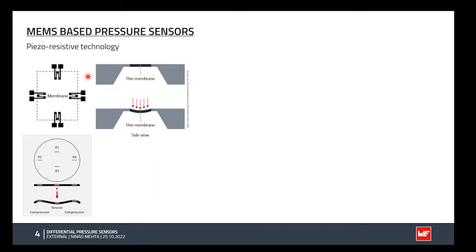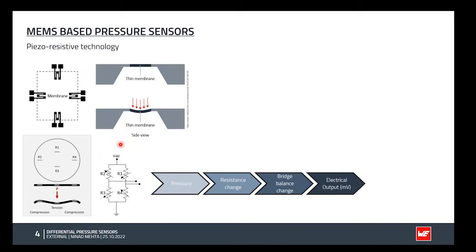These piezoresistors are electrically connected in a Wheatstone bridge, and they are supplied with voltage. Whenever there is pressure from the top side, because of this pressure or force, the resistance of the piezoresistor will change, the bridge will become imbalanced, and we will have some voltage drop across the Wheatstone bridge. This voltage drop is directly proportional to the pressure being applied on top of the membrane, so we will have some millivolt output. It is important to notice here that this output is purely analog, and it is also not calibrated or compensated.